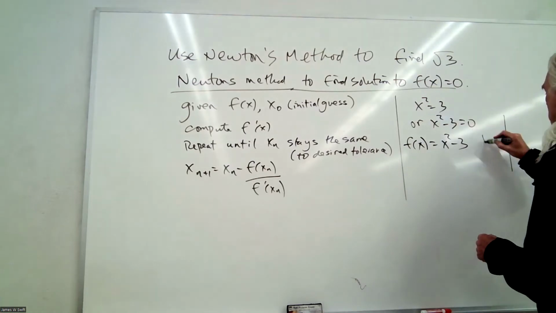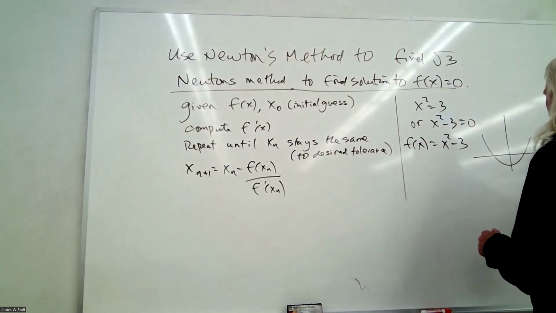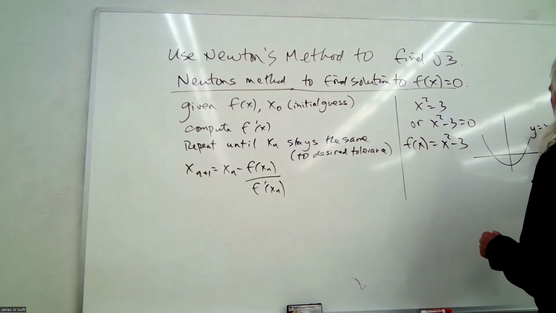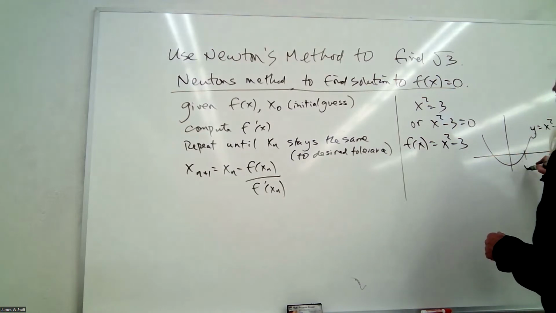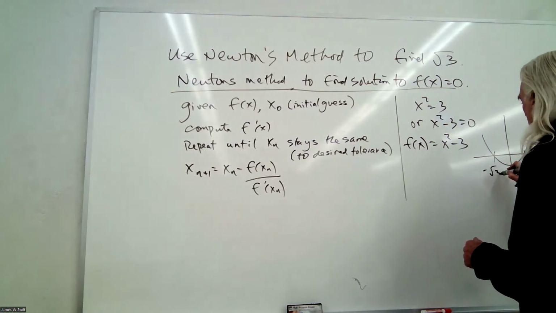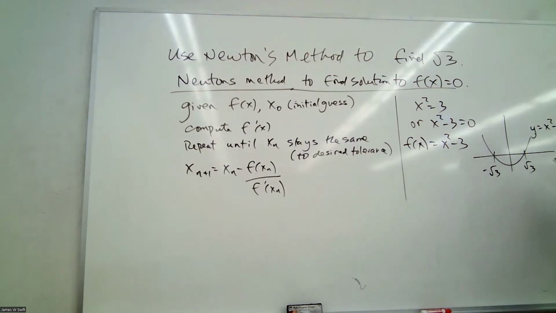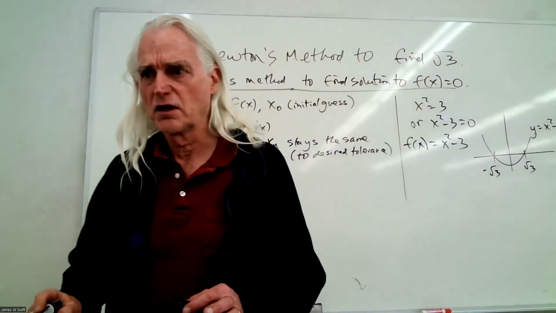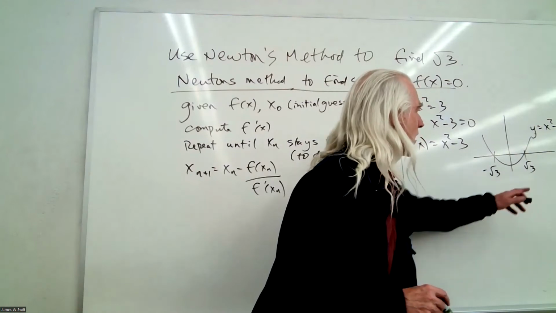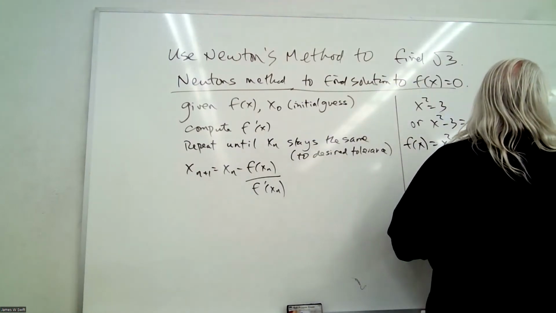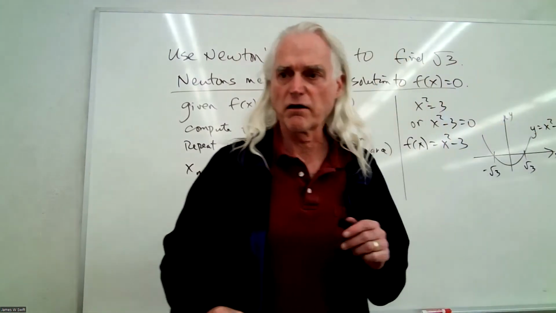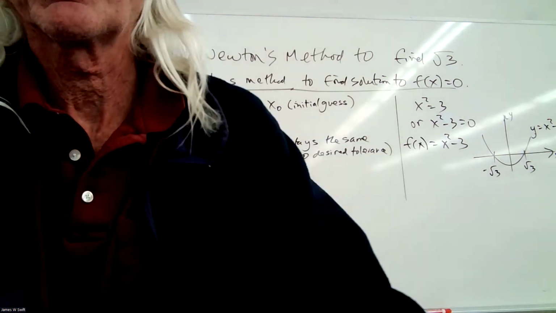Maybe I should draw the picture. It looks something like this. This is y equals x squared minus 3. Here is square root of 3. Here's negative square root of 3. All right, so I want to actually find that solution with a positive x. Okay, I'm a little bit off the page.